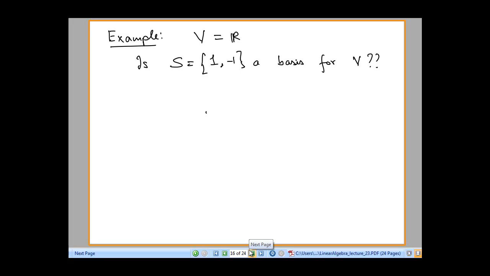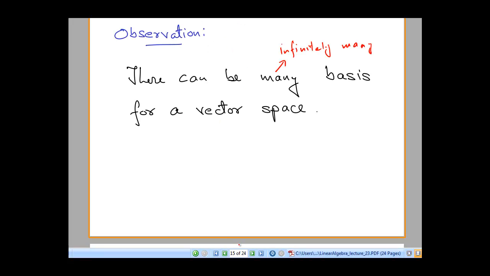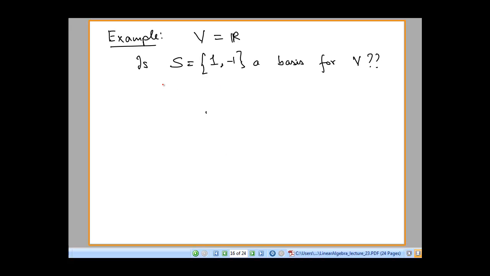So we know individually 1 forms the basis, individually minus 1 forms the basis. What happens if we take both together as a basis? They won't be linearly independent. Very good. Do they span the whole of R? So L of S is equal to R.